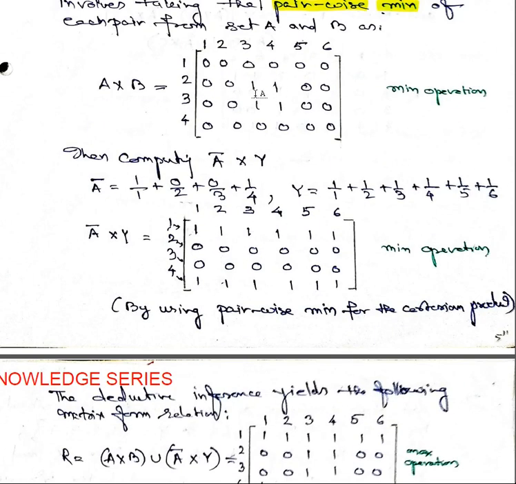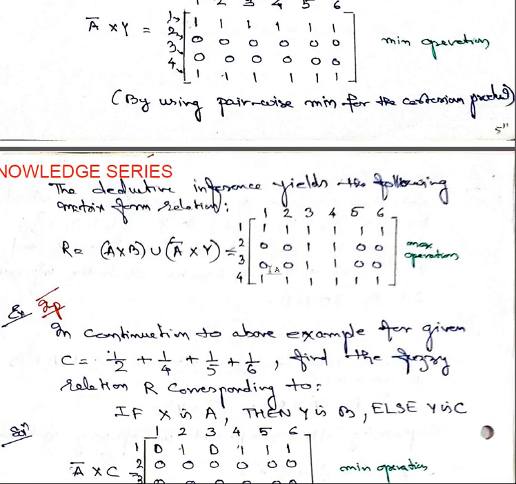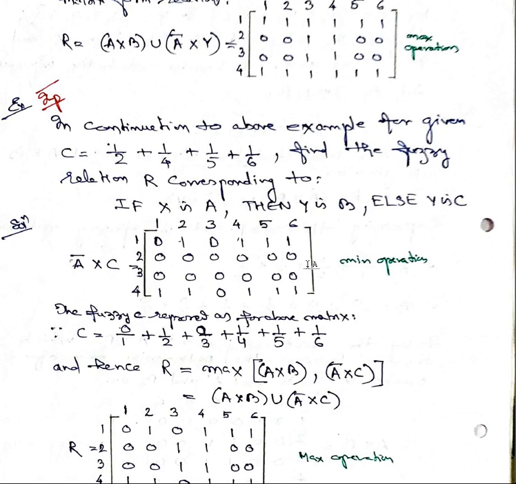And here, wherever 1 is there, you get it, and in the other one all the 1s will also come. So that is how we represent it. We got this value. Now let us see the third one.